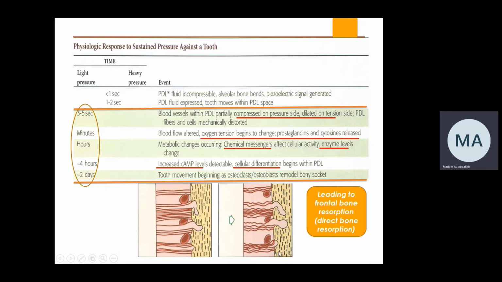And at the end of this light pressure applied to the tooth, what happens is a type of resorption that is called frontal resorption or direct bone resorption. Why? Because all around this area here, we will have osteoclasts working from the side toward the periodontal ligament, and they will start to have bone resorption and bone removal, and you will have, let's say, gentle, continuous tooth movement within this area.